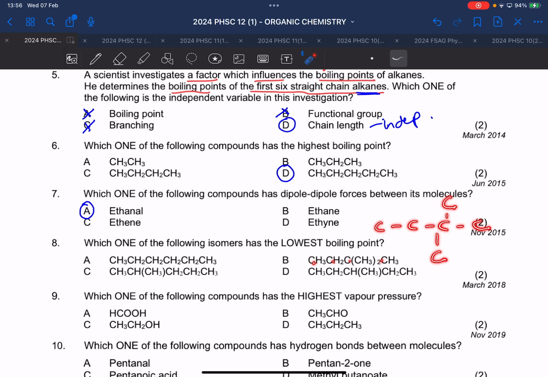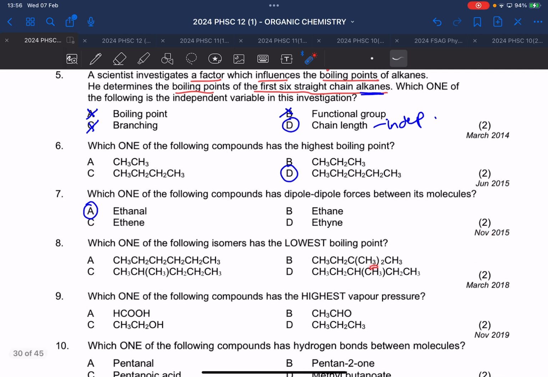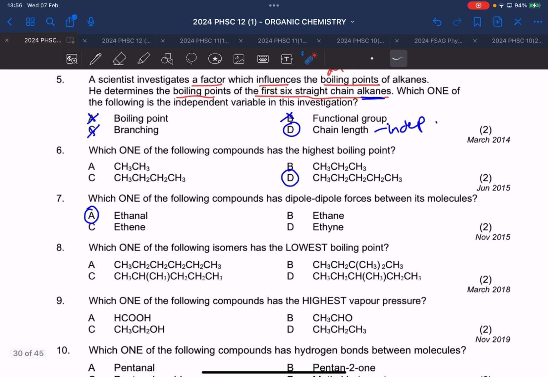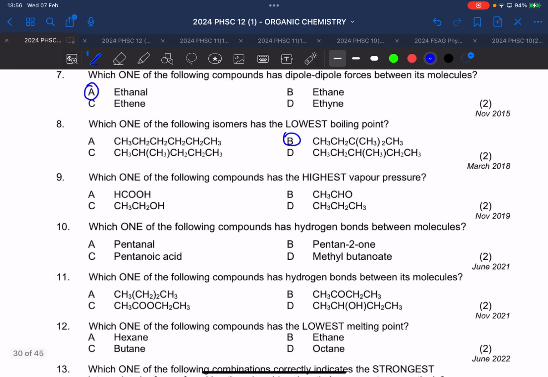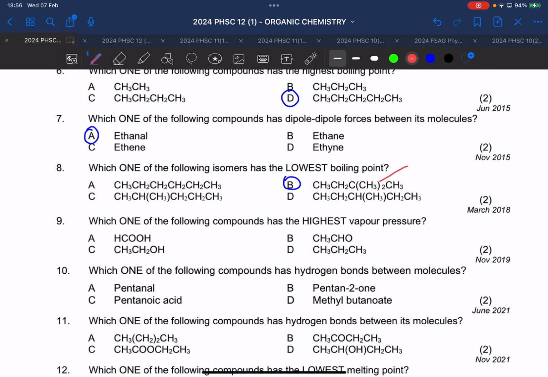When we were doing the drawings, for example, when we convert CCC, instead of writing it all out, we just write it short. But when we did that, it will always have 2 hydrogens. It never had 3 hydrogens. 3 hydrogens tells you it must be a side chain. So this one has the most side chains, so it will have the weakest intermolecular forces. Make notes: this 3 means side chain. More side chains, weaker intermolecular forces, lower boiling point.